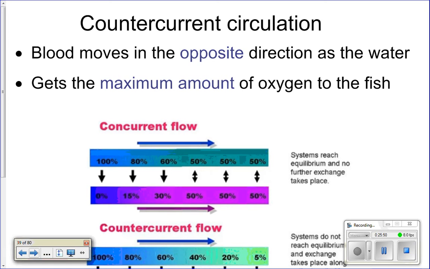Diffusion stops happening. Okay, so if the blood and the water went in the same direction, you get about halfway through, and you're done. Okay, so the fish gets about 50% of the oxygen that's available, and that's all they get because they've reached equilibrium. Does that make sense? Here's what happens when they flow in opposite directions.